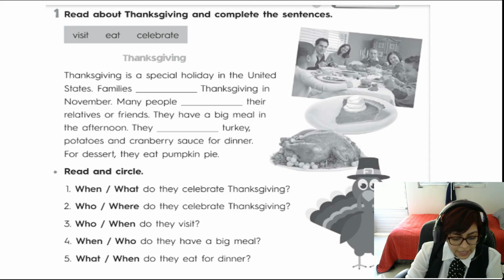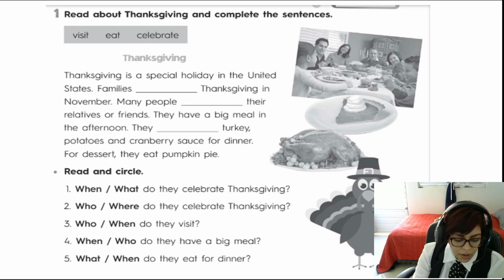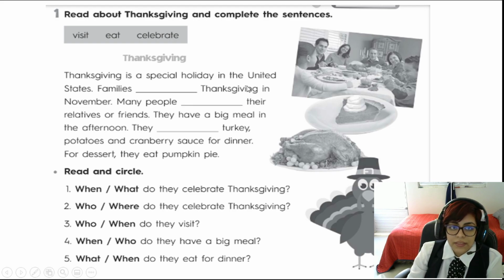Now, on the next page of the book, we are going to read about Thanksgiving, and we are going to complete the sentences with the words from the box below here. Thanksgiving is a special holiday in the United States.